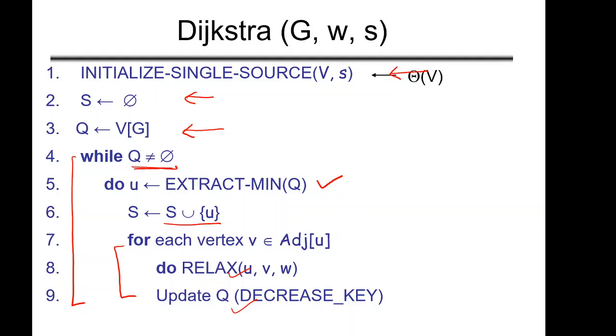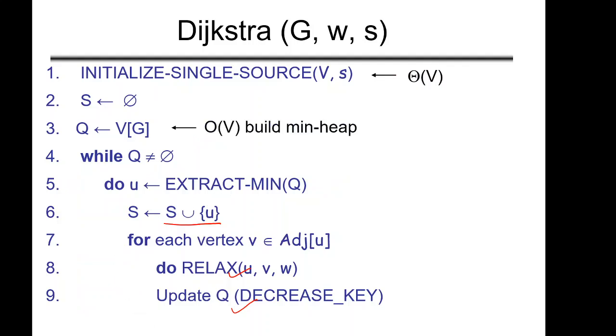Now let's talk about the complexity. The initialization step will take theta of v. For the build heap operation, we will implement it with a min heap, and to build the heap it will also take order v. We have already covered this. Now this while loop will execute v times, because as I told you, after each iteration one vertex is added to set S. So after v iterations Q becomes empty.